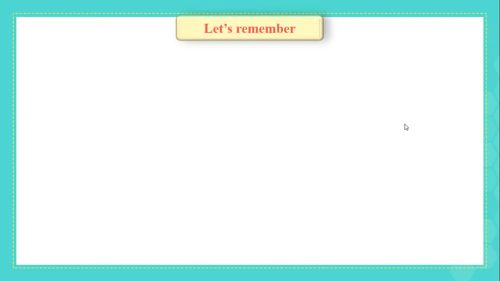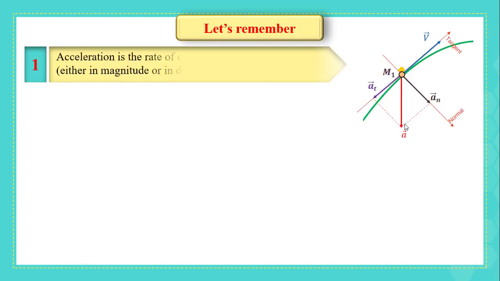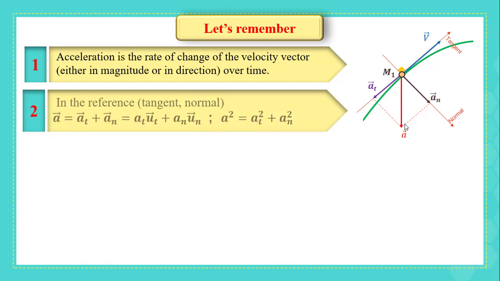Before, let's remember the main ideas of the previous chapter. Acceleration is the rate of change of the velocity vector over time. In the reference tangent normal, the acceleration vector is equal to at vector plus an vector, and their magnitudes are related by a squared is equal to at squared plus an squared.